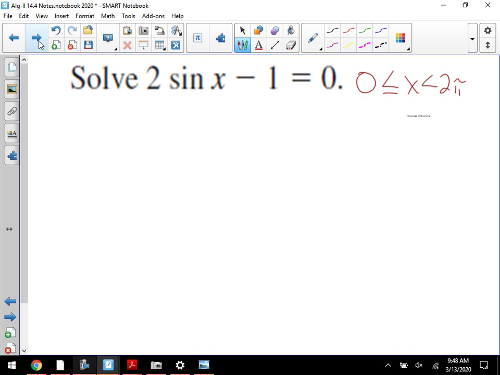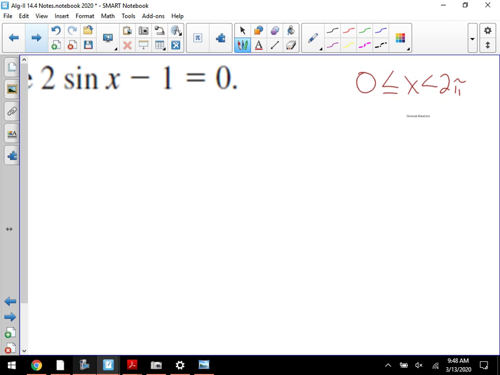So here's what happens. We start solving equations. What this is going to allow us to do is solve this equation, 2 times the sine of x minus 1 equals 0, over the idea of 1 revolution. We're solving for all possible values of x between 0 and 2 pi. You include 0, you don't include 2 pi. All right?